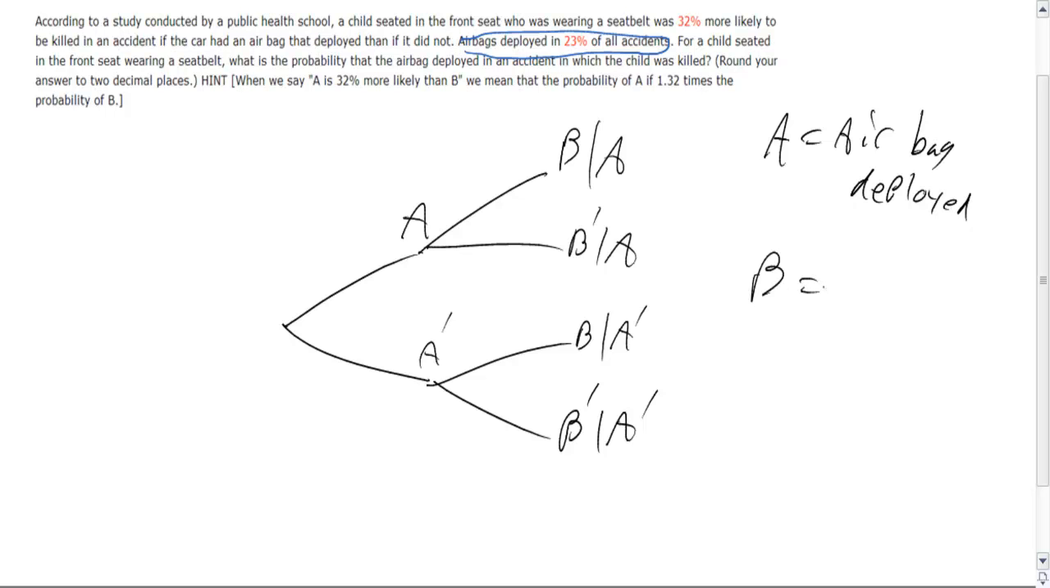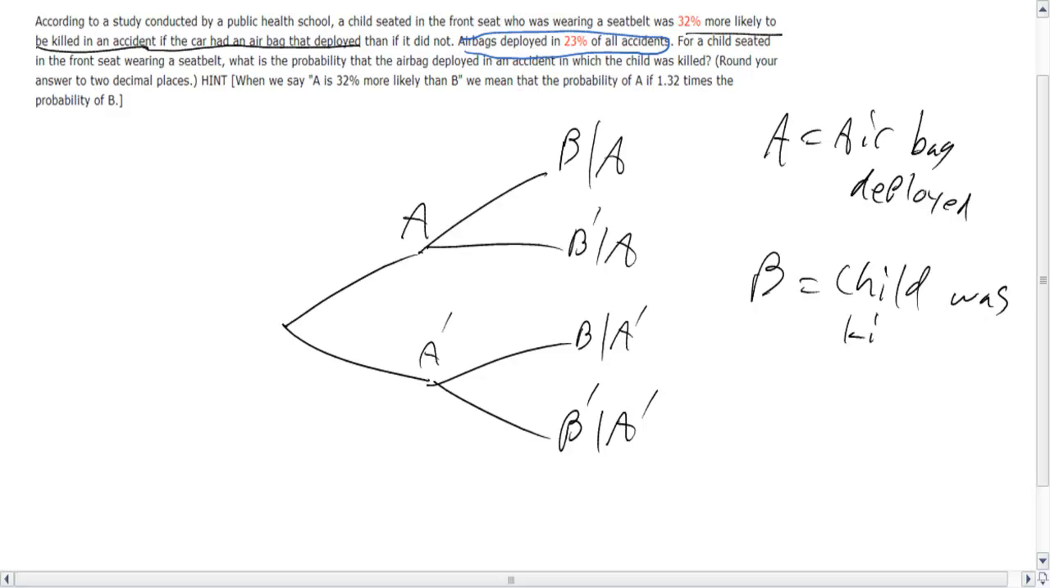So I might say let A be where the airbag deployed. And now the morbid B would be, because now they're talking about a child being 32% more likely to be killed in the accident if the airbag had deployed, the child was killed. So now we can start going through and filling in all these different paths. We already pointed out, 23% of accidents, airbag deployed, which would mean the other branch on the diagram would be the remainder, so that would be 77% did not deploy.